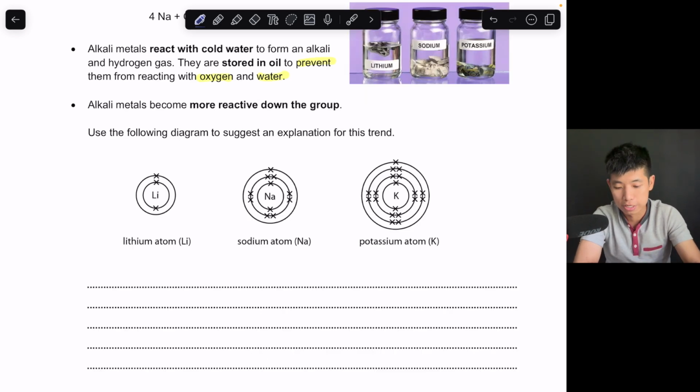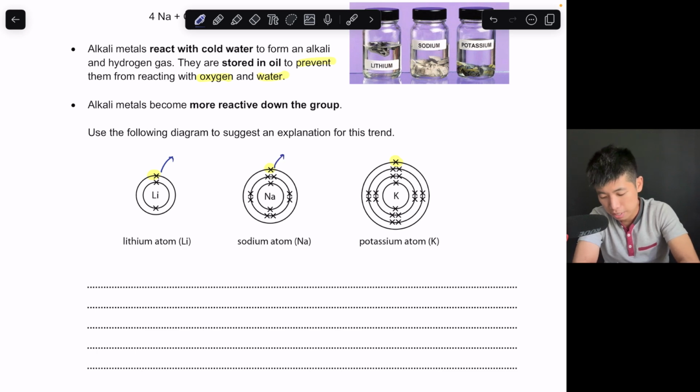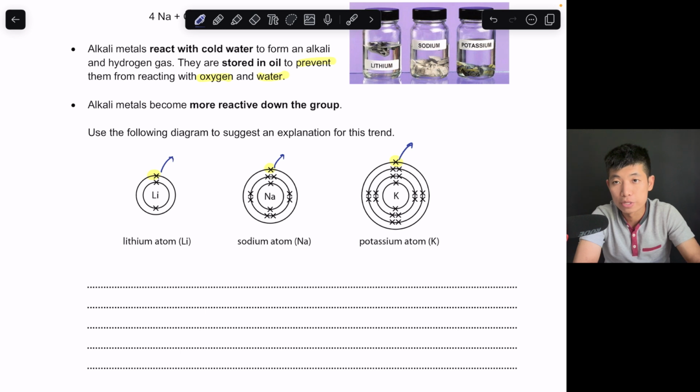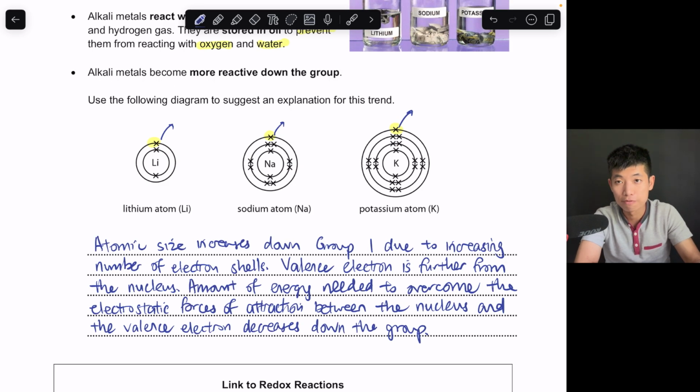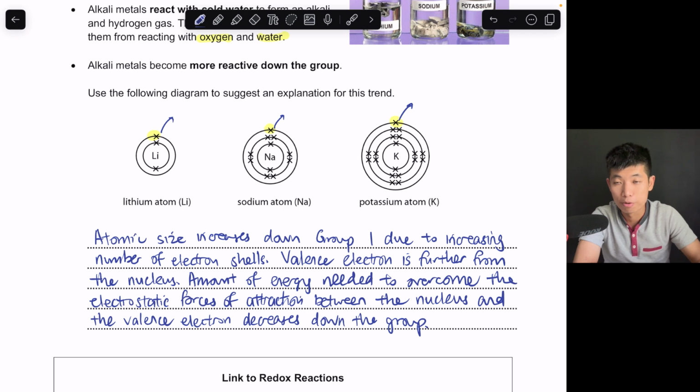Again, going back to the electronic structure, the valence electron is further away from the nucleus going down the group. If you think of a chemical reaction as the atom losing its valence electron, then it will be much easier for potassium to lose its valence electron because the valence electron is further away from the nucleus. This is quite similar to the explanation for the trend in melting point. The amount of energy needed to overcome the electrostatic force of attraction between the nucleus and the valence electron decreases down the group. So the metals become more and more reactive down the group.